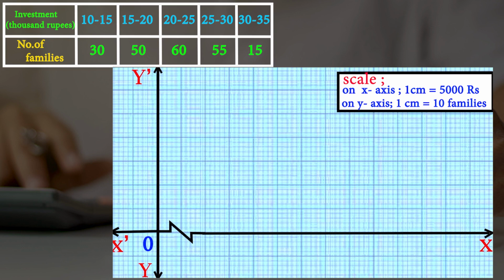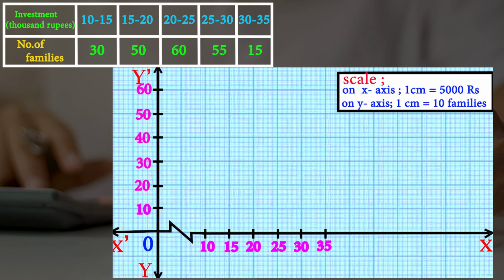Write 0 for the origin, that is the intersection point of the x-axis and y-axis. Leave 1 centimeter on the x-axis and make a crink mark on it. Now make marks 10, 15, 20, 25, 30, 35 at 1 centimeter intervals. We have 1 centimeter equal to 10 families on the y-axis. Now make marks on the y-axis in units such as 10, 20, 30, 40, 50, 60.